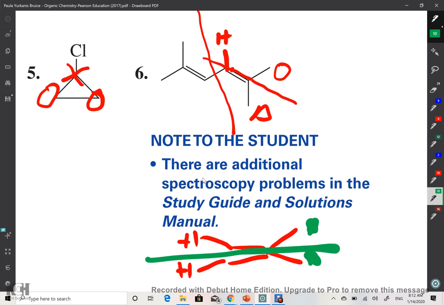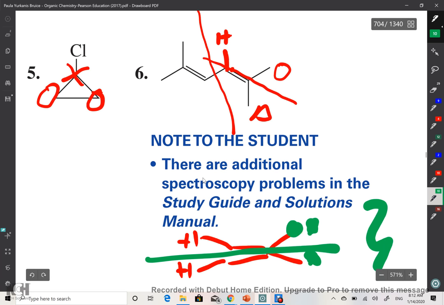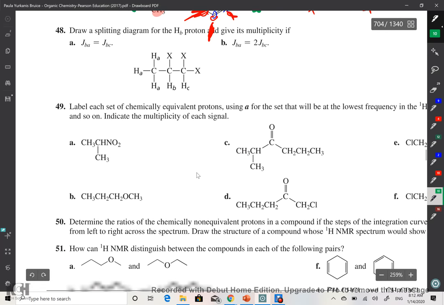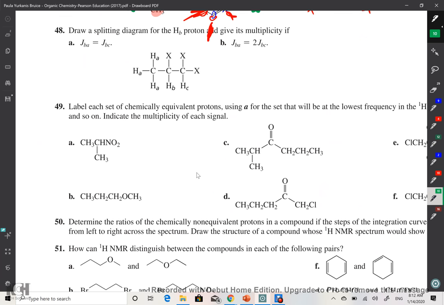So in the second case, we refer to the hydrogens in this group as being chemically equivalent. That's the way we refer to them. We say they are chemically equivalent, meaning that they have the same chemical environment. Does that make sense? So hydrogens that produce the same signal are referred to as chemically equivalent hydrogens. Okay, so that said, what about number 49A? Let's do number 49A.